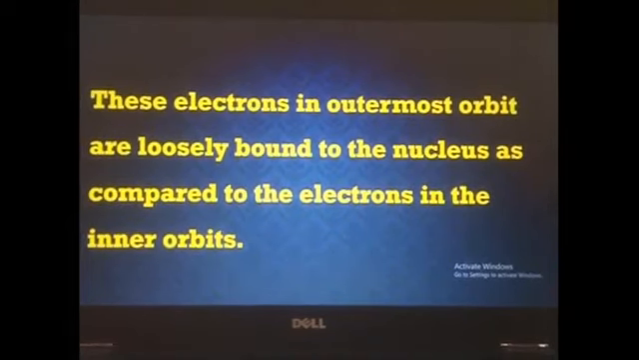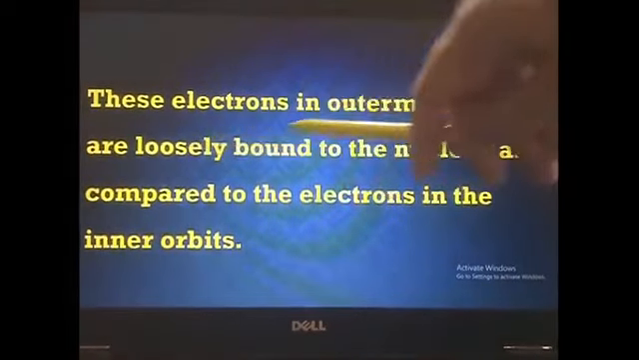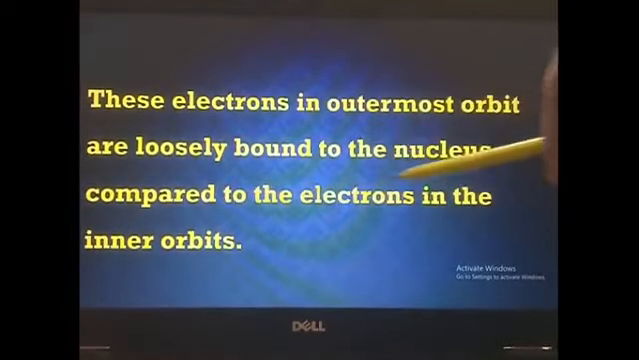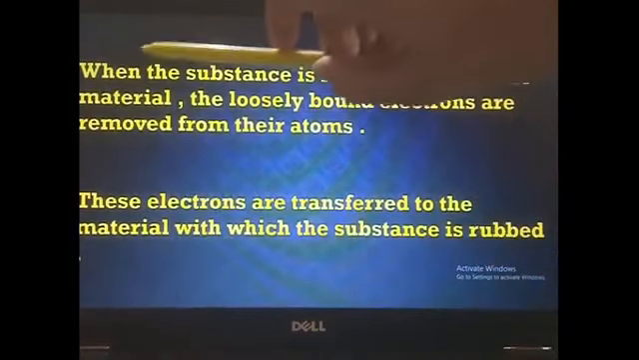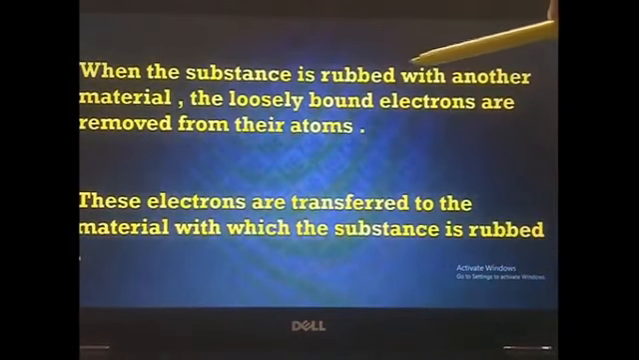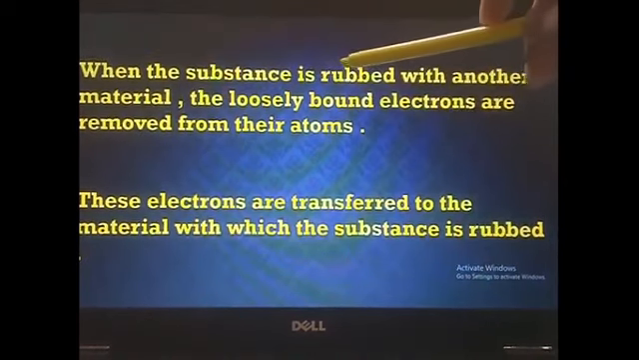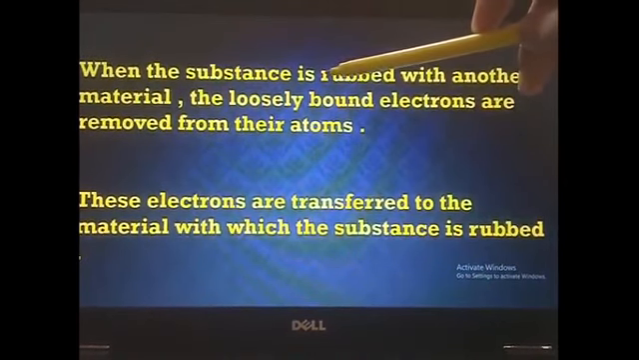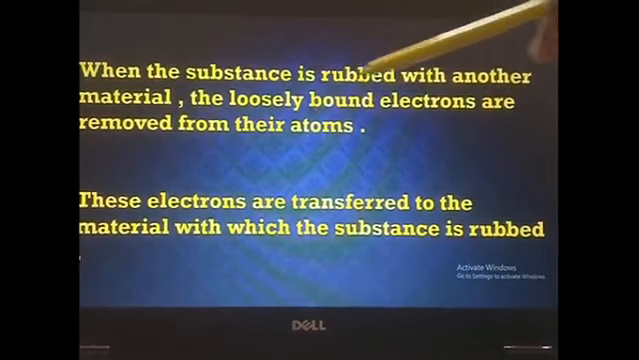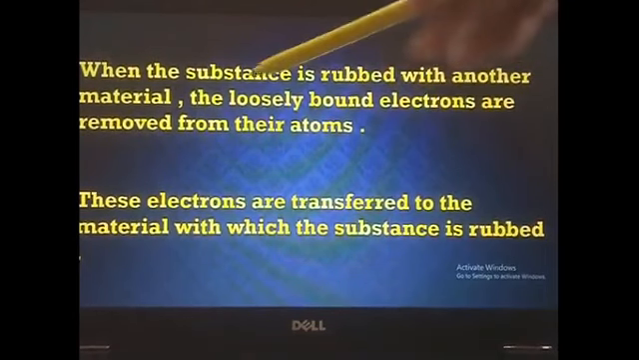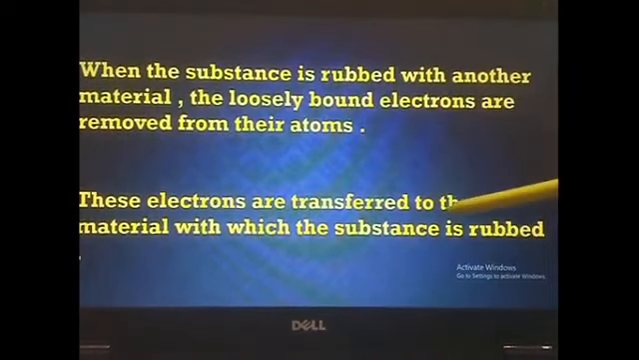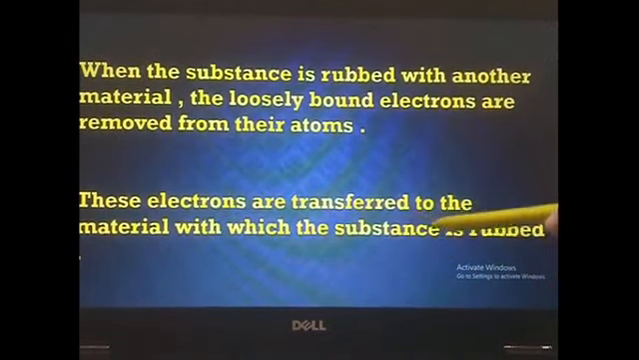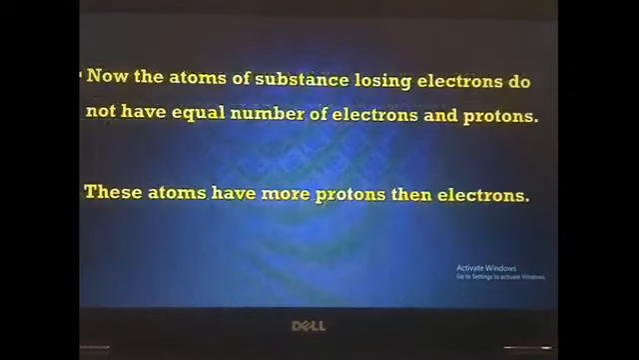The electrons in the outermost orbit are loosely bound to the nucleus as compared to the electrons in the inner orbit. So when the substance is rubbed with another material or placed in contact with another material, the loosely bound electrons are removed from their atoms, and these electrons are transferred to the material with which the substance is rubbed.